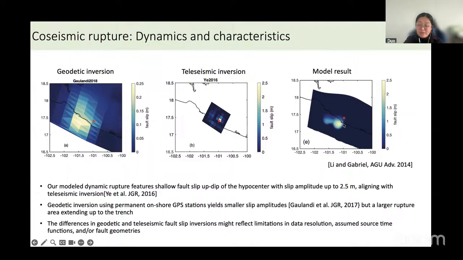And the right one is our simulation. We sit in between, so we gave a source model that looks much larger than the teleseismic one, but smaller than the geodetic one. And the magnitude is also comparable with the teleseismic one. So this is not a perfect example to study the relation between slow slip and earthquake, but so far this is the best effort that we can have.